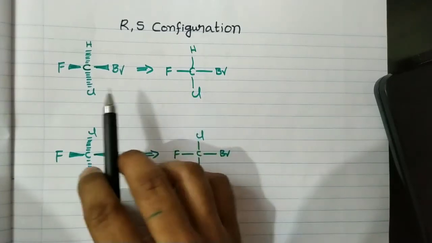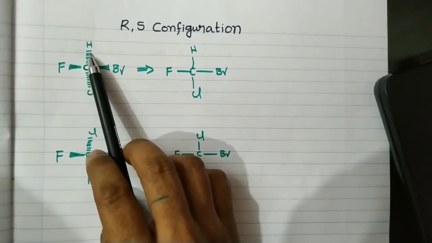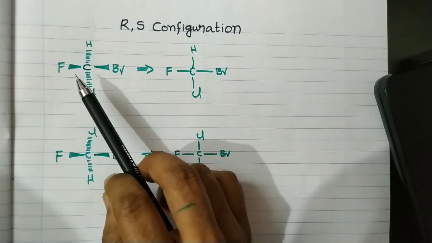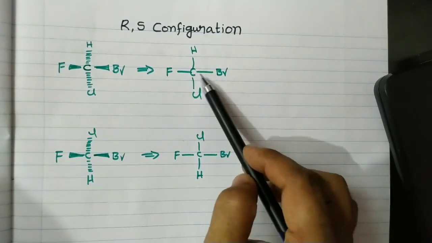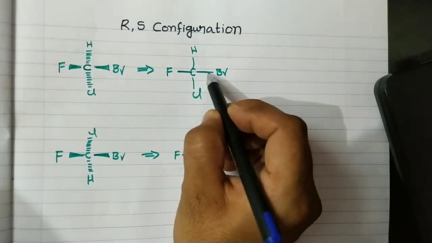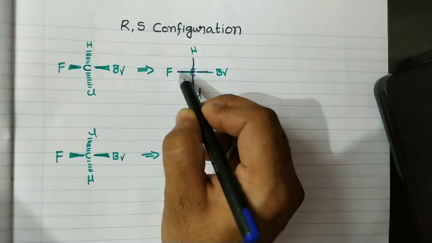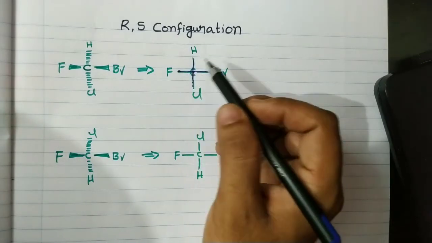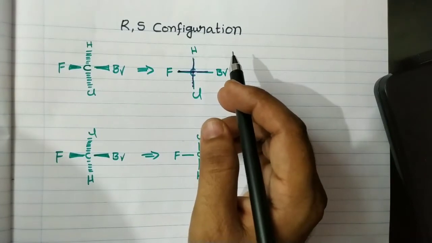So how to convert this 3D structure into the 2D structure? Whatever groups are below the plane, here hydrogen and chlorine, must be written on the vertical line in a Fischer projection formula. The chiral carbon is the intersection of the vertical line and the horizontal line. So a Fischer projection representation involves just horizontal and vertical lines.